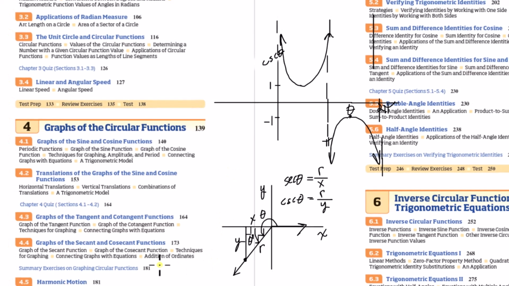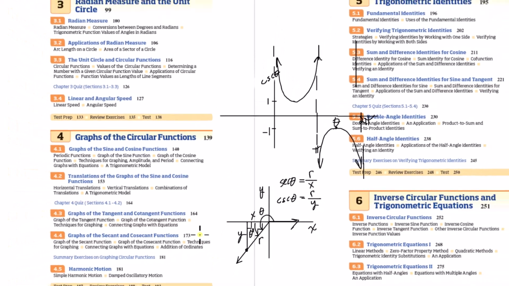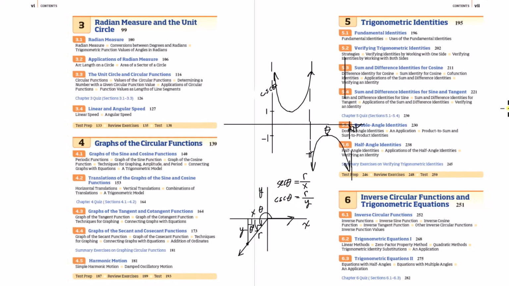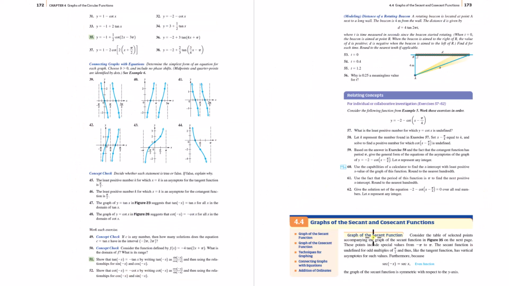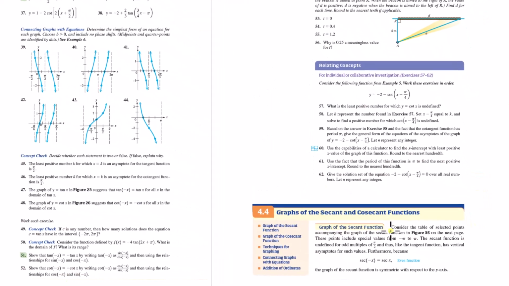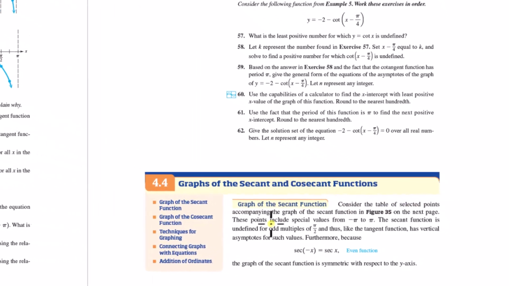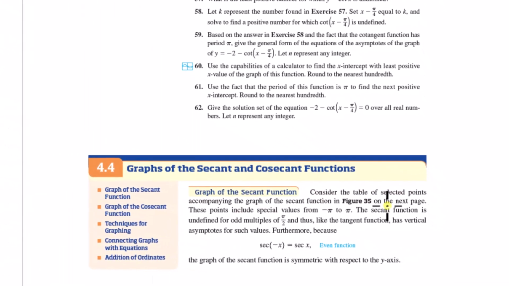Okay, so now let's get into this section and see what else we can learn about the graphs of secant and cosecant. All right, graph of the secant function. Consider the table of selected points accompanying the graph of the secant function on the next page.